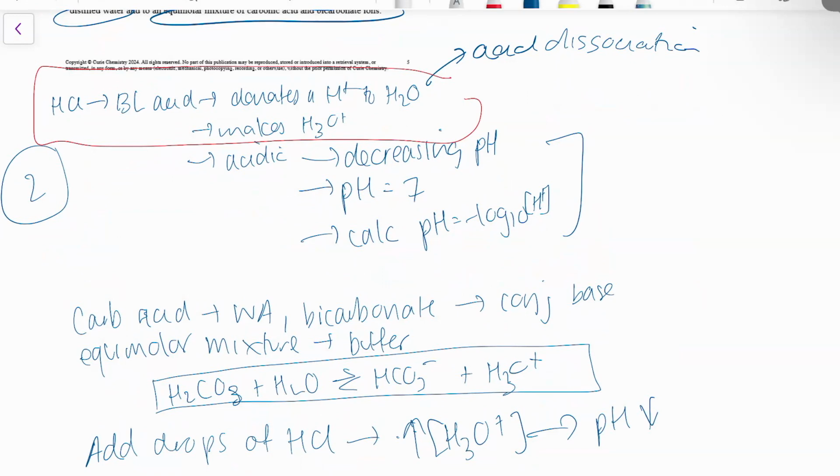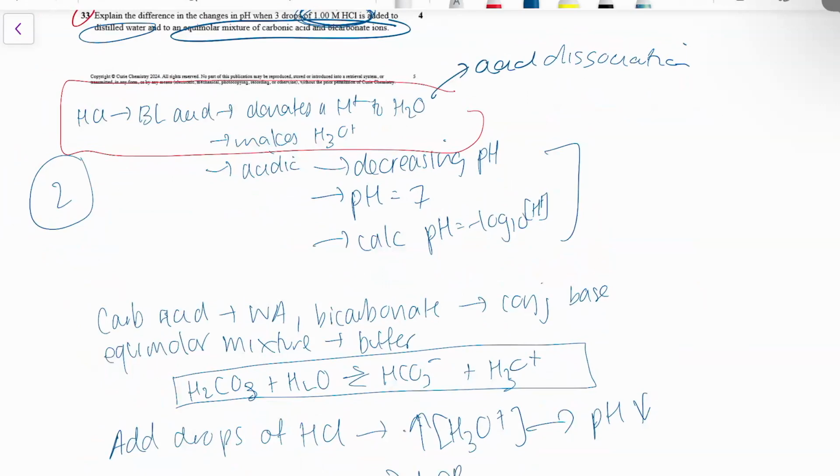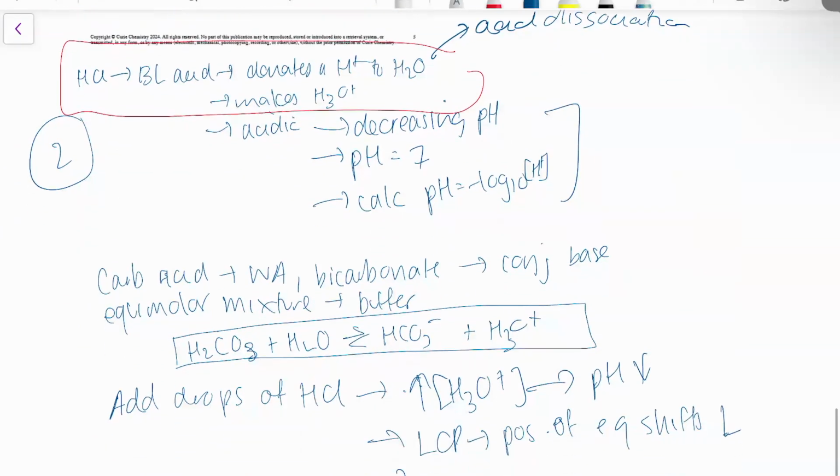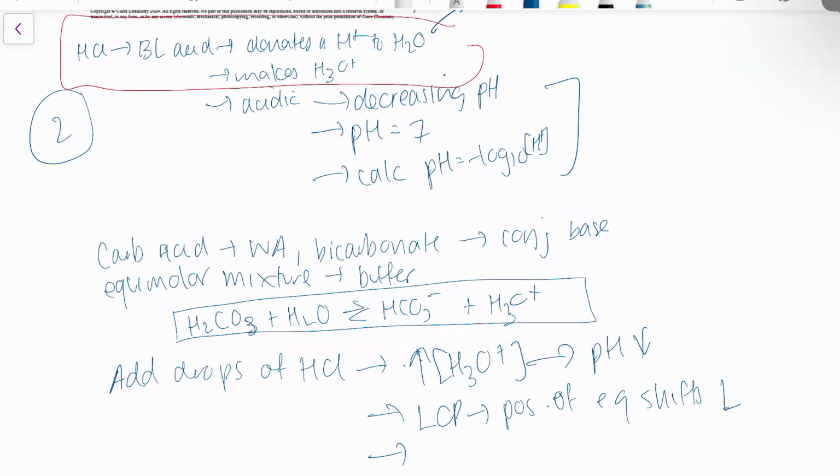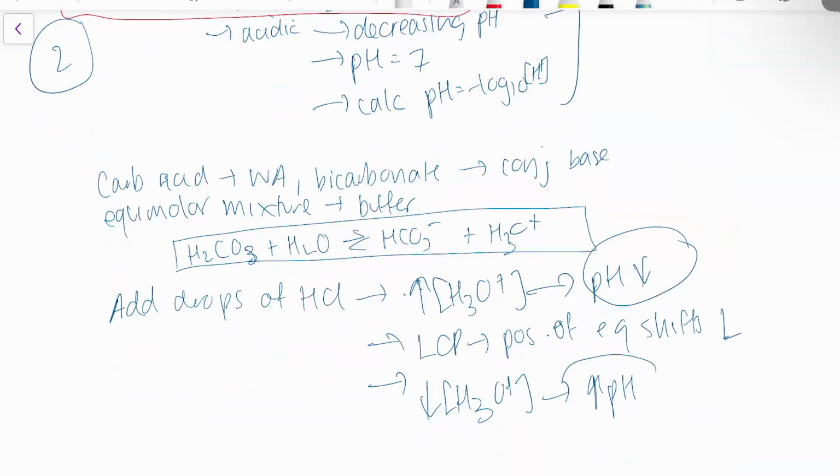Otherwise, this wouldn't be a 4 mark question. So what happens after you add the H3O plus? According to LCP, the position of equilibrium shifts to the left to try to counteract it, which means over time, what happens to the concentration of H3O plus? It decreases. It goes back down. And therefore, what happens to pH if the H3O plus concentration goes back down? It increases. So pH went down at the start, then pH went back up. So therefore, what do we say? The buffer resisted a change in pH.